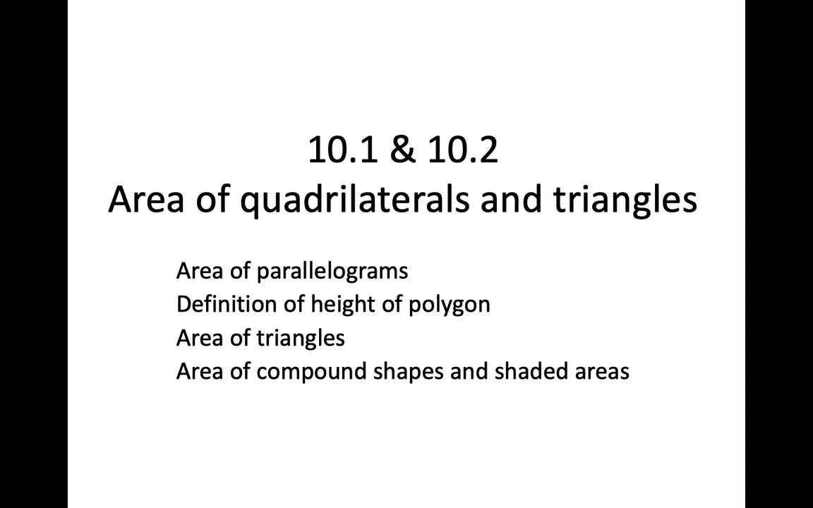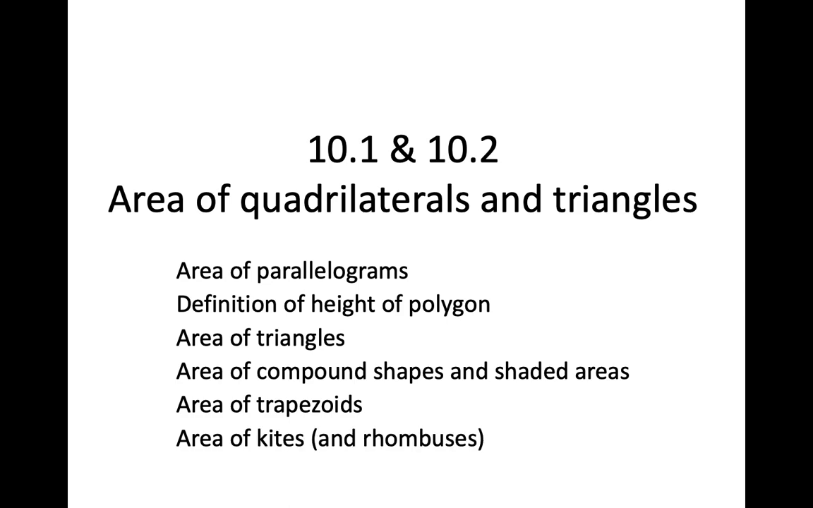And then we're going to look at area of compound shapes, that is made up of two shapes, or of shaded areas, which can be the difference of multiple shapes. Then we're going to look at the area of trapezoids, and then finally the area of kites and rhombuses.